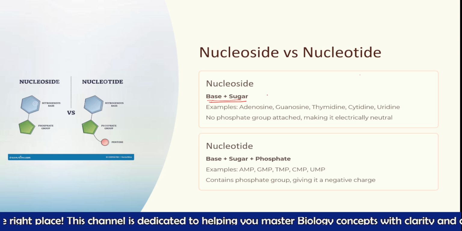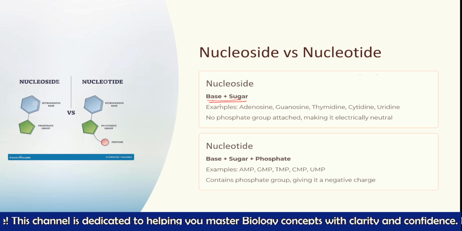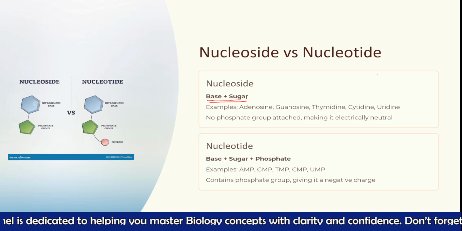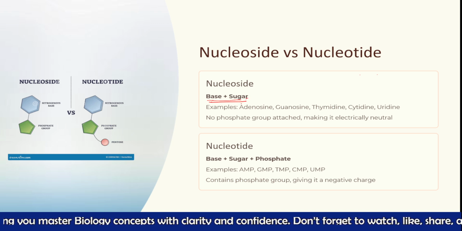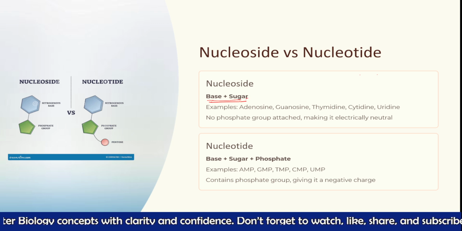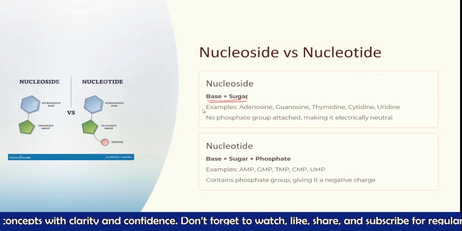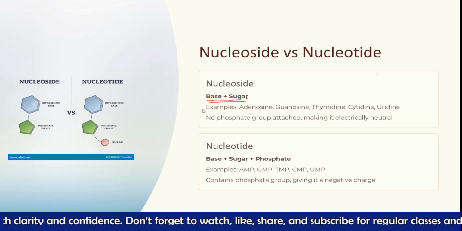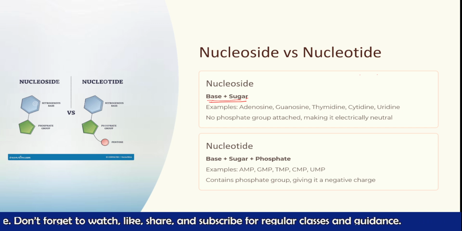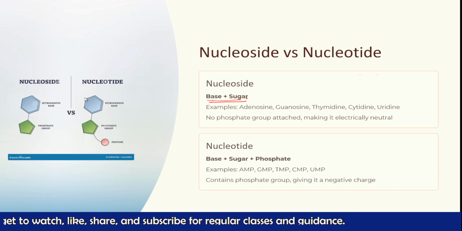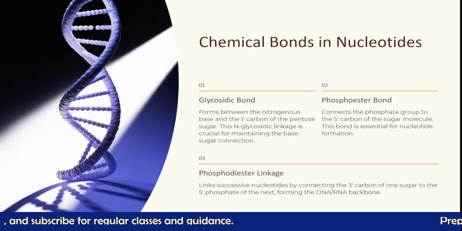So the nitrogen base and the sugar, whether it is ribose sugar or deoxyribose sugar, form the nucleoside. There is no phosphate group, so it is electrically neutral. When the phosphate group is added to it, that gives a negative charge. You can see here in the picture the nucleotide and the nucleoside.